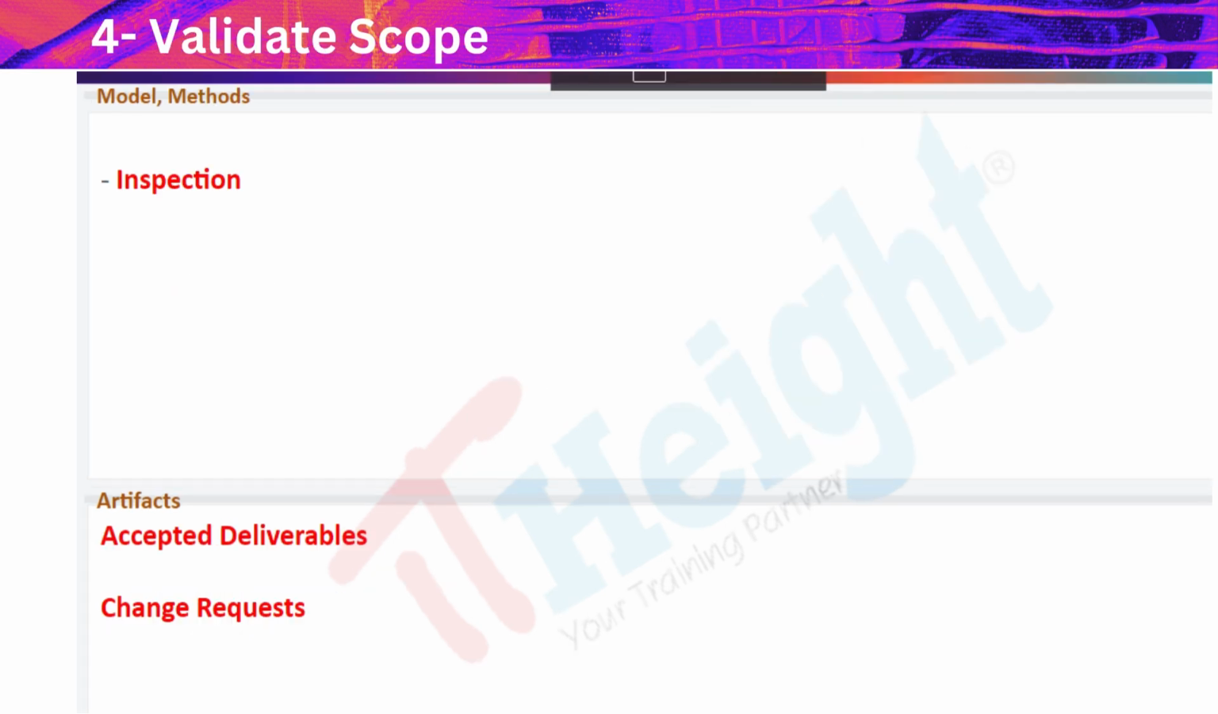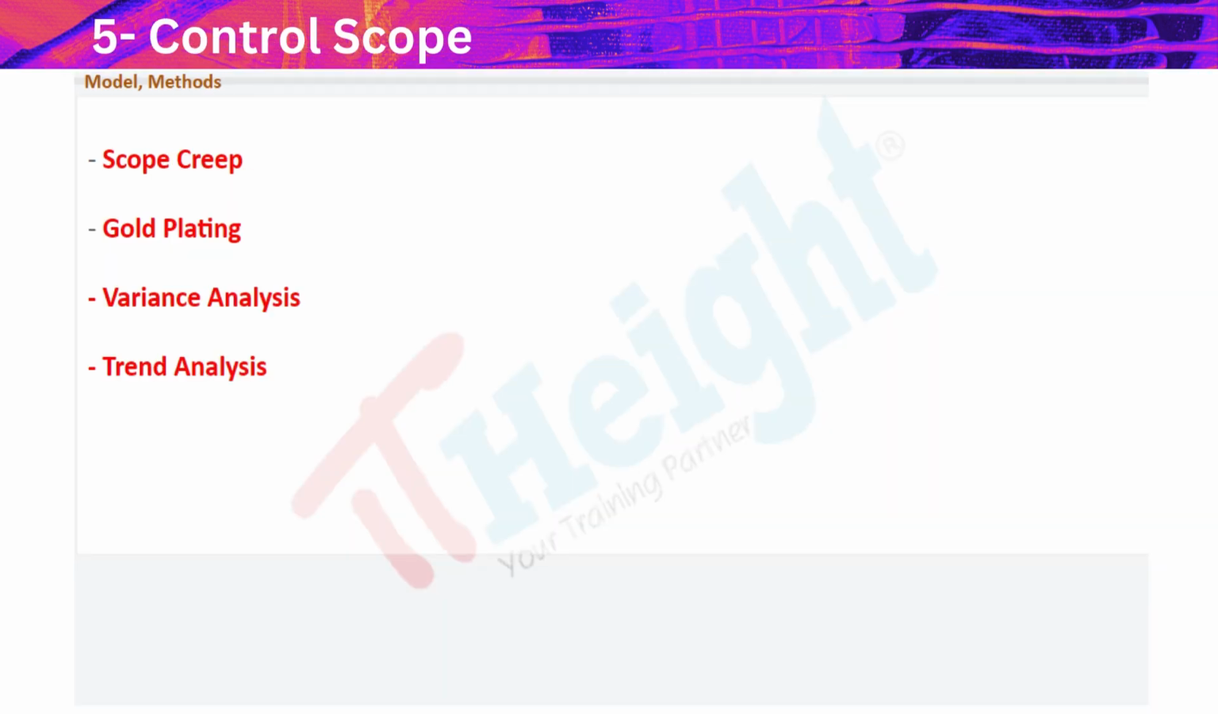Step 3. Validate scope. The process of obtaining formal acceptance of completed project deliverables by stakeholders. It involves comparing deliverables against the scope baseline, conducting inspections and reviews. Step 4. Control scope. Monitoring project scope to manage changes effectively. This process ensures preventing scope creep, aligning work with the approved scope baseline.